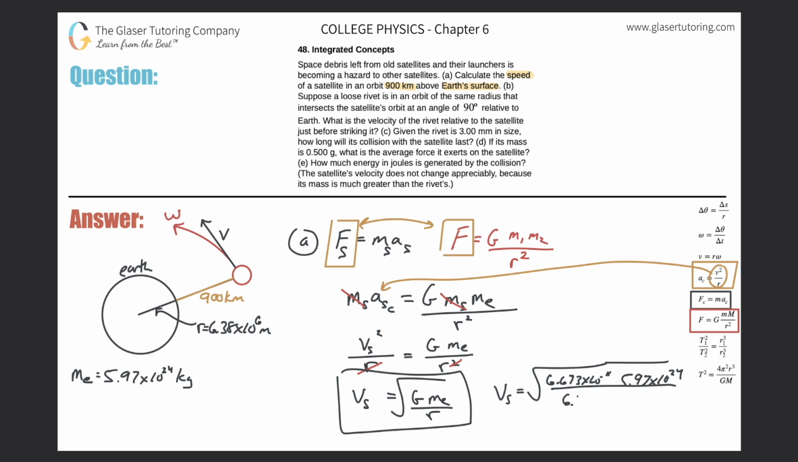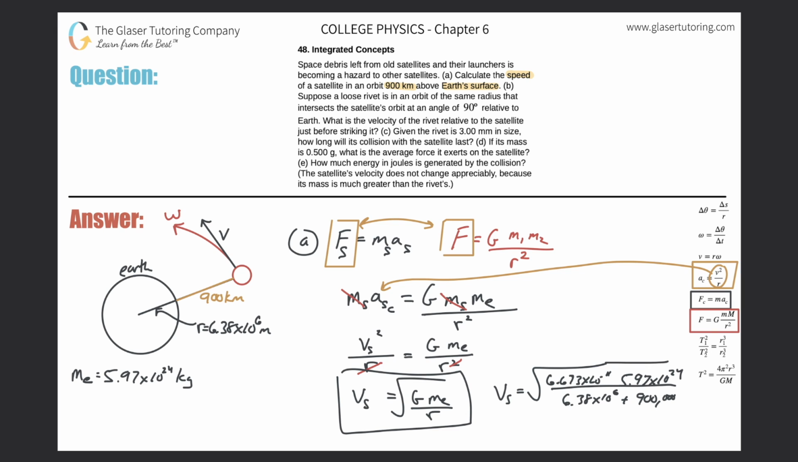So 6.38 times 10 to the 6th. Okay, and don't worry, I hear you. You're saying, wait a minute, you can't add them. This is kilometers. You're right. We can't add them in this form, because this is in meters, this is in kilometers. But all I'm going to do is add 3 zeros to the end of this. Well, you can just multiply it by 1,000 too. It doesn't matter. So this becomes 900,000.